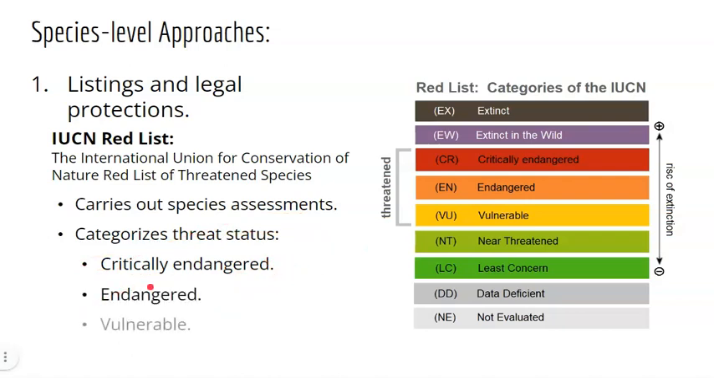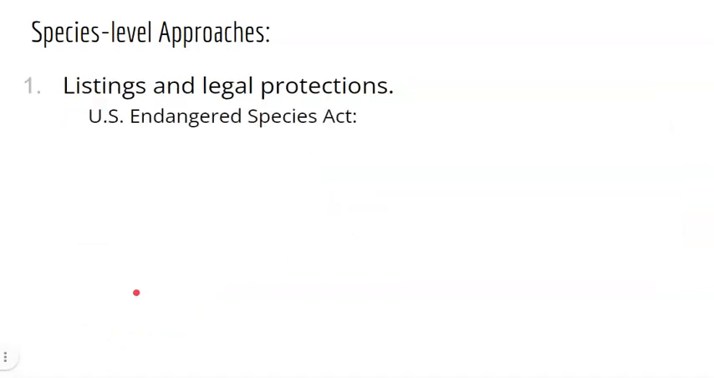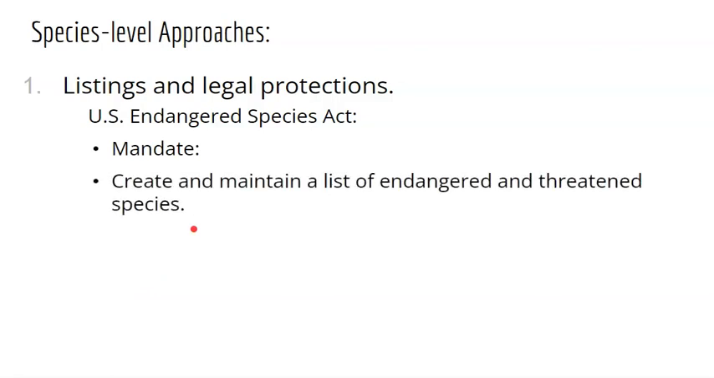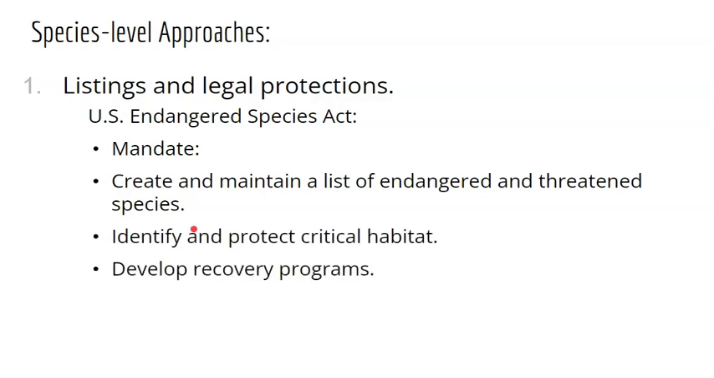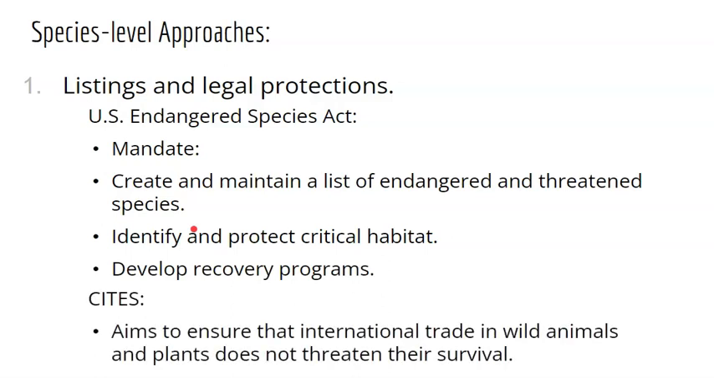They could just be endangered, or one step below would be vulnerable. Those three are going to be in that threatened status, and they have a greater risk of extinction. The U.S. has the U.S. Endangered Species Act, and it's a mandate that creates and maintains a list of endangered and threatened species, and they help to identify and protect critical habitat and develop recovery programs. And then CITES aims to ensure that international trade in wild animals and plants does not threaten their survival. The U.S. Endangered Species Act is U.S. specific. CITES helps to cover that international trade to protect species beyond the U.S.